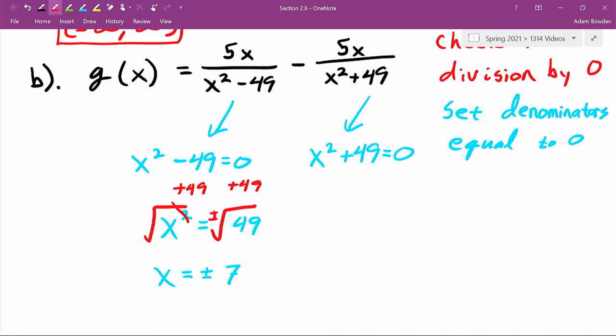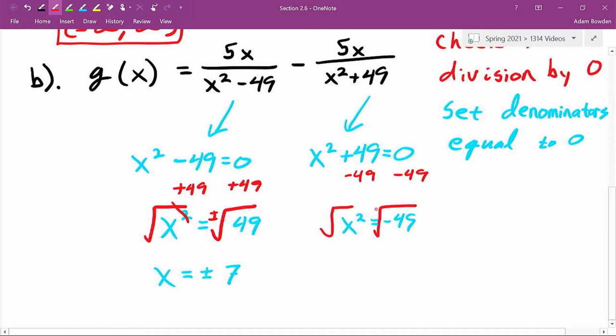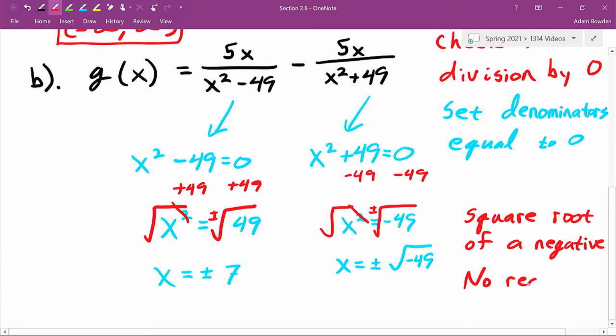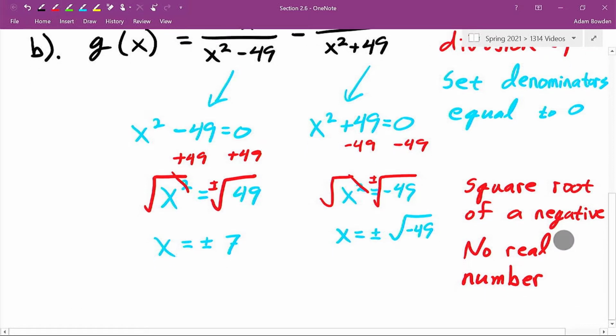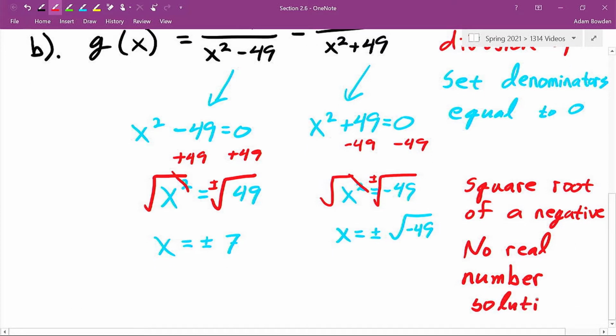On the other hand, with this other equation, I would subtract the 49 over and have x squared equals negative 49. But if I try to take the square root like I did on the other one, now that's the square root of a negative number. That's not a real number, so there's no real solution to this one. So there are no additional numbers to consider for this denominator set equal to 0. So we'll only have to worry about these two numbers here.